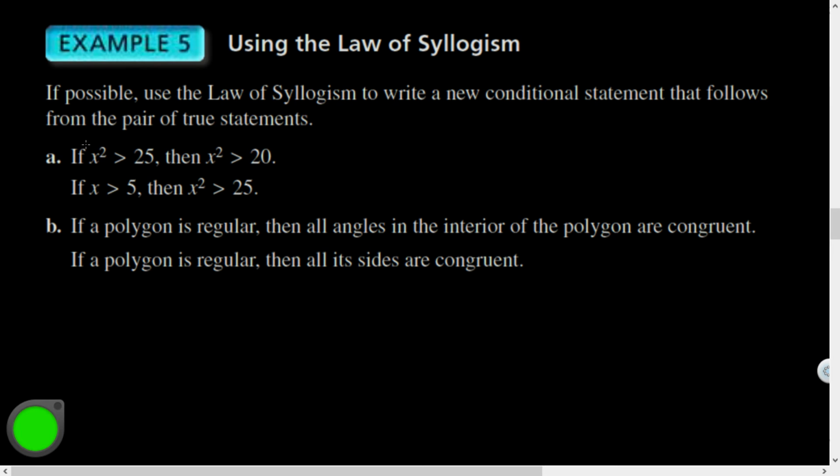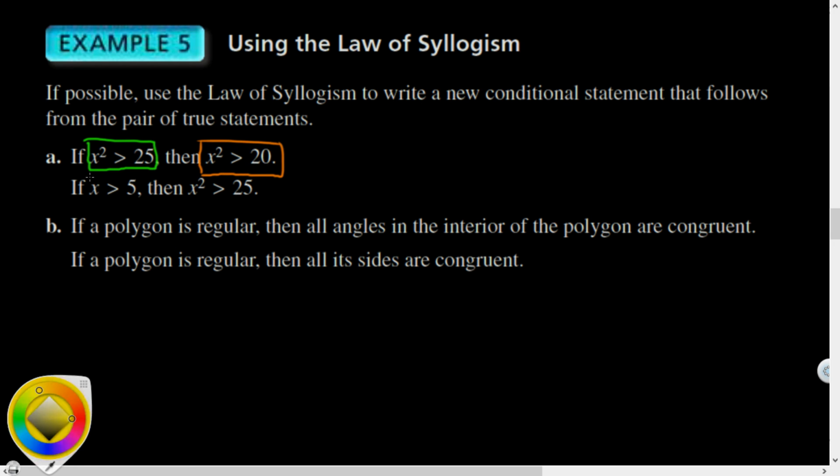Let's check this out. If x squared is greater than 25, then x squared is greater than 20. Okay, that's true. Do negatives disprove that ever? No, because negative numbers squared will become positive, so that always works out. If, second statement, x is greater than 5, then, hey, wait a minute, I saw this one before. x squared is greater than 25.